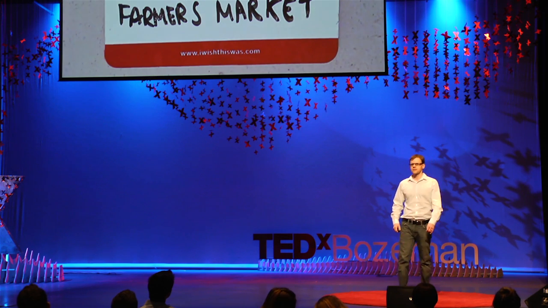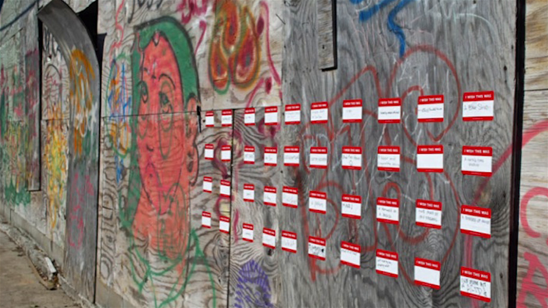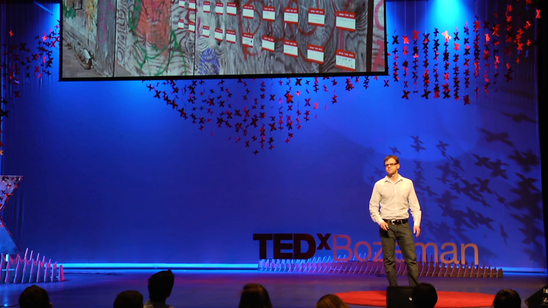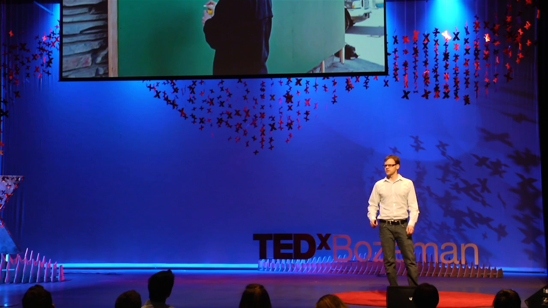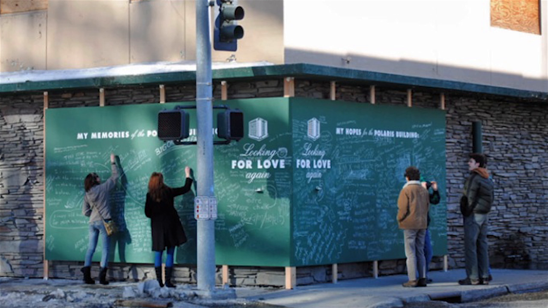This first project is from Candy Chang called I Wish This Was, and she set about putting stickers on facades of abandoned buildings and asked participants to leave comments about what they thought the building should be. This next project by Candy Chang is called I Remember. Instead of using stickers, she used large format chalkboards and asked participants to leave what they remember the building was like back in the day.